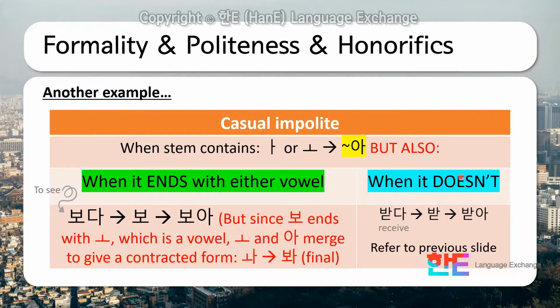Another example when it doesn't work like that, so 받다 just contains the vowel a, but it doesn't end with a because we have a 받침 here. 받침 meaning consonant ending letter. So because it ends with the tigut here, we're only going to be looking at whether it contains one of these, and because it does, we're just going to add a, and we're going to be done with that. Make sense?